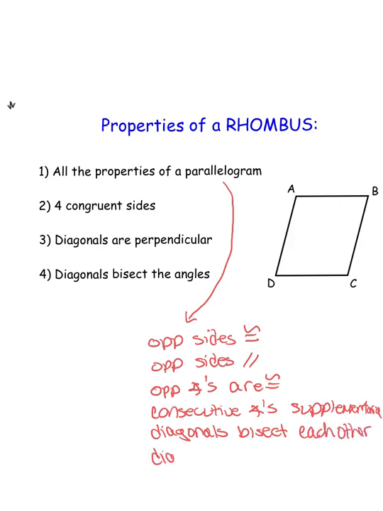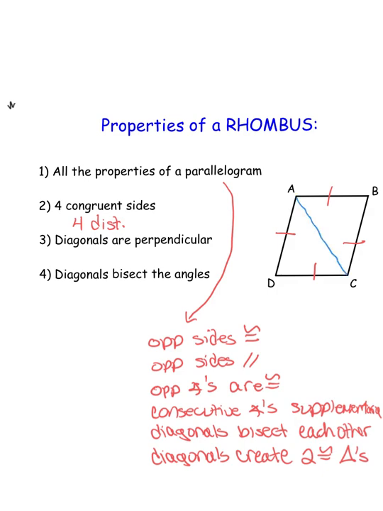And the diagonals create two congruent triangles. Now we have to think of what makes a rhombus special. The first is it has four congruent sides, which means this side, this side, this side, and this side are all equal. We can show that with four distance formulas. The second thing is that the diagonals are perpendicular.